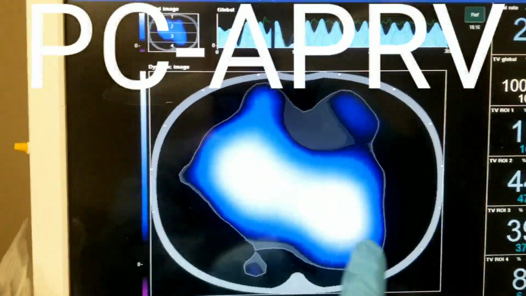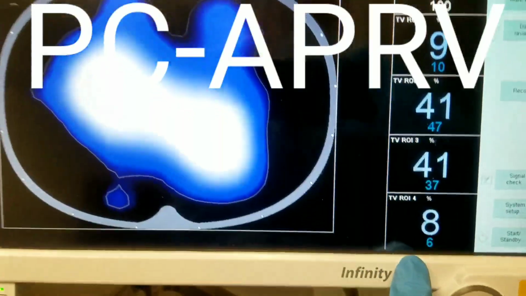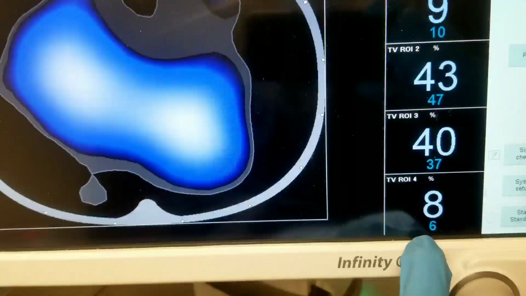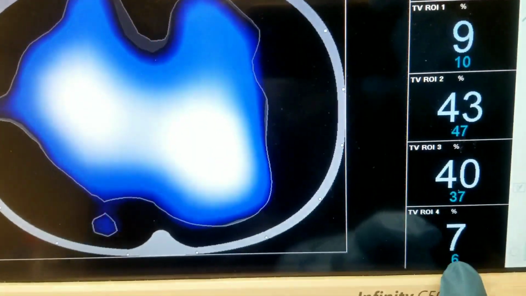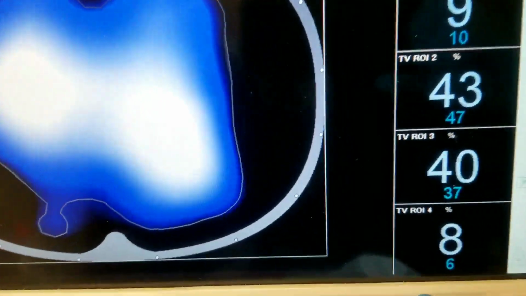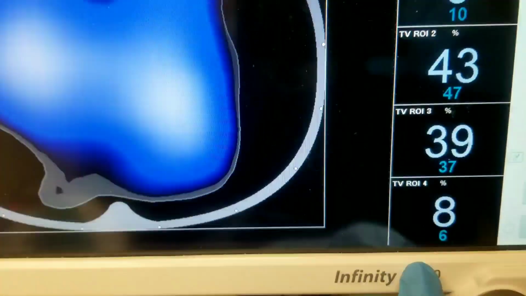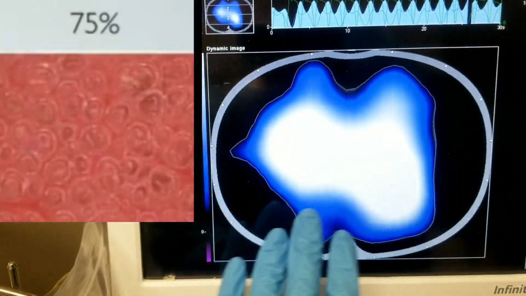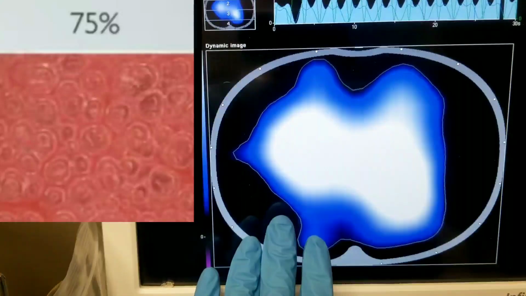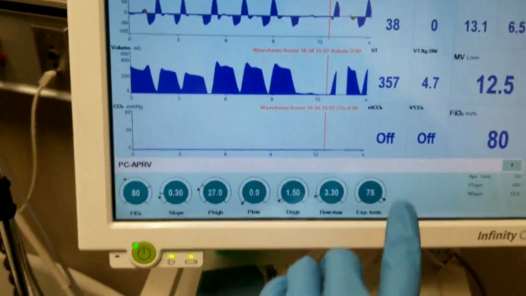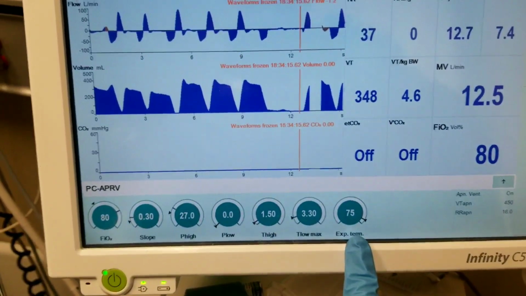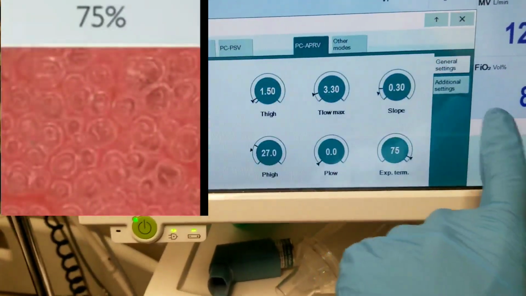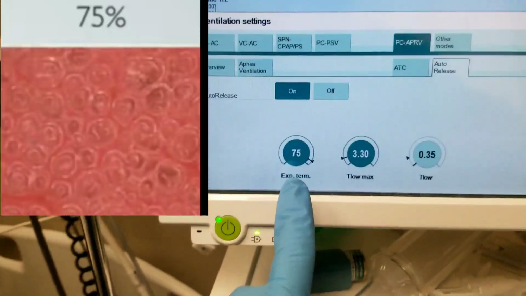So you notice that we've recruited compared to the reference that was 6 at the dorsal region. Now we're within the 8 to 15 range. Sorry, I'm catching a cold, my voice is a bit cracky. Notice with APRV how the lung stays well splinted open. And that's when you have a 75% expiratory termination that is used when we do the auto release option.